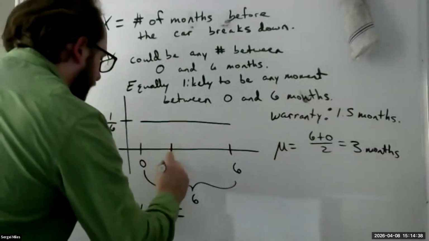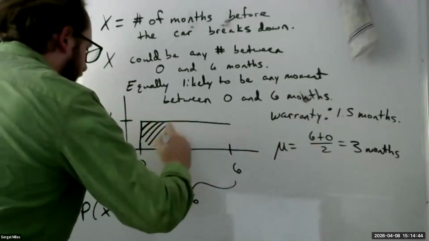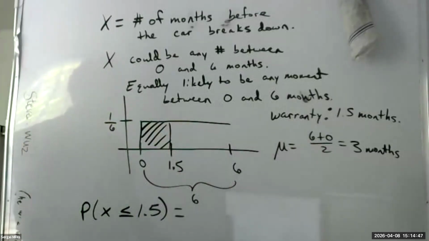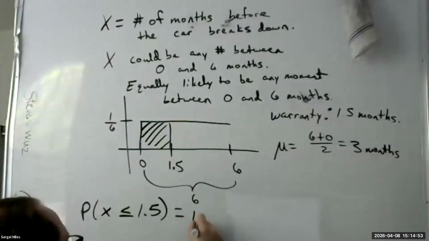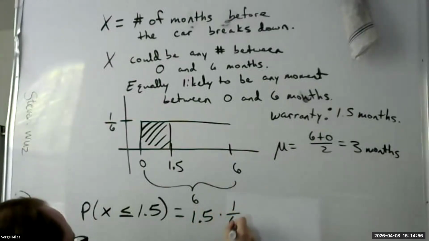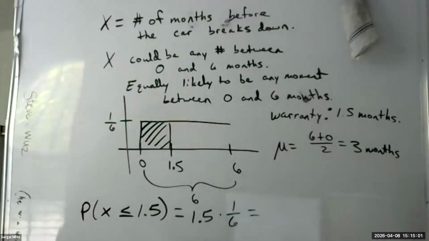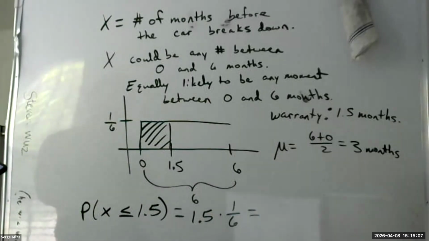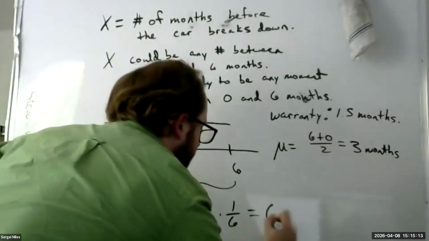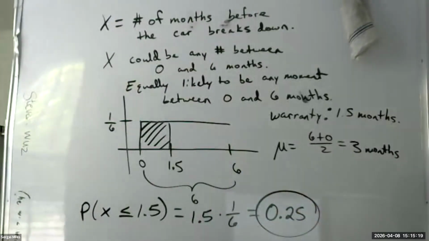Well, then I'm looking for this region between 0 and 1.5, and I want to calculate its area. Again, length times width. The total length of this rectangle is 1.5 times a height of 1 over 6. We then go to a calculator, and we find 1.5 divided by 6 gives us 0.25, or in other words, 25%.